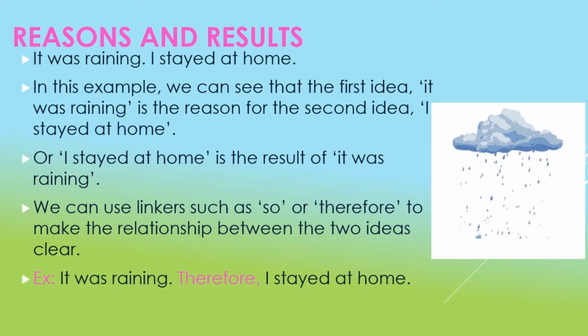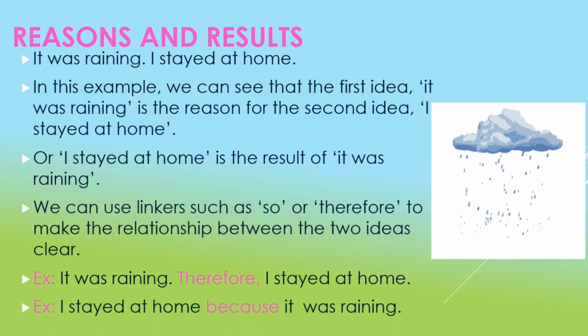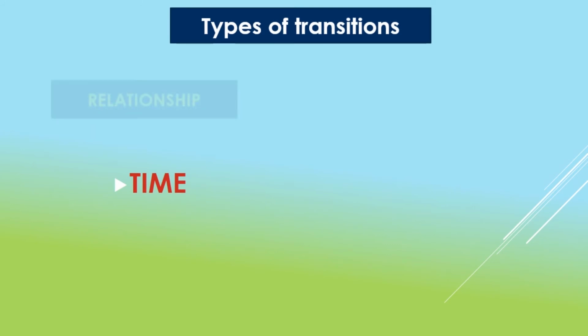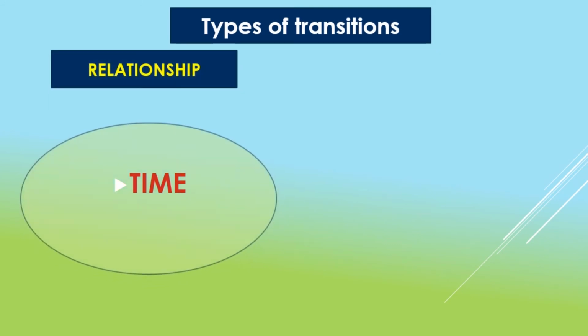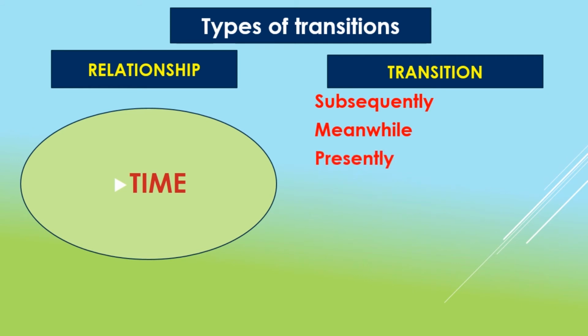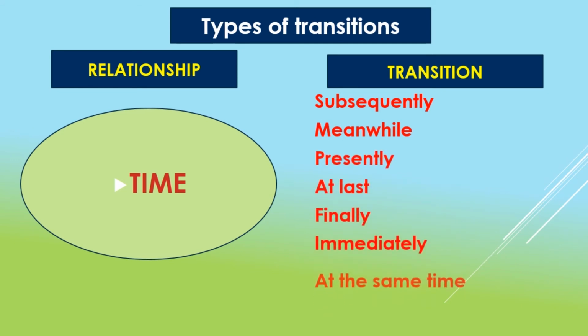Let's see these in examples. It was raining, therefore I stayed at home. I stayed at home because it was raining. Let's move to another one. The relationship we can talk about here is time. The transitions are subsequently, meanwhile, presently, at last, finally, immediately, at the same time.